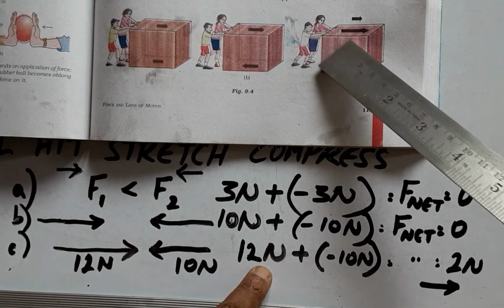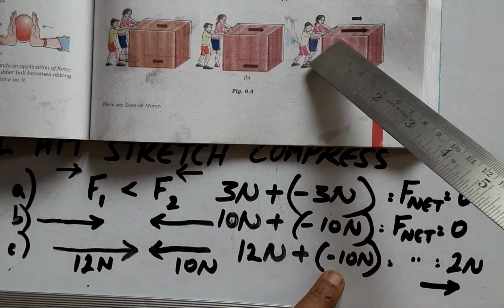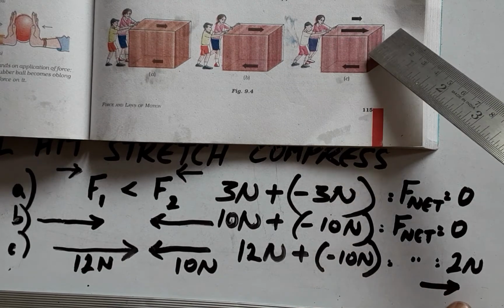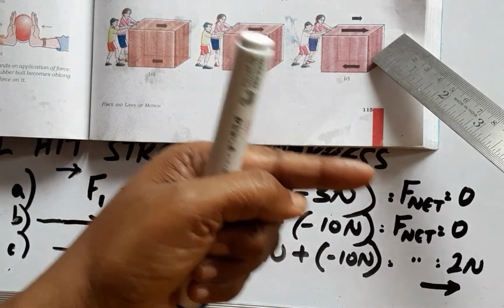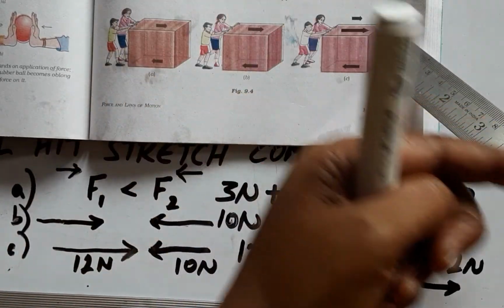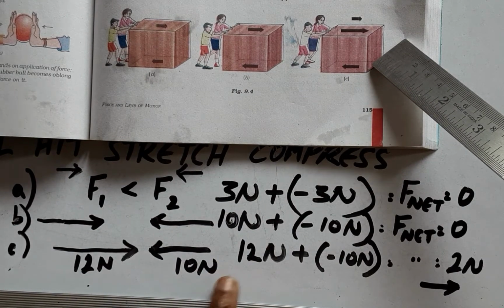And in the third diagram, as you can see, the force applied by these two children has become 12 newtons and the frictional force is not more than 10 newtons, and therefore the box started moving with a net force of 2 newtons, and therefore it is moving in the direction of the extra force, or the unbalanced force is towards this direction, and therefore the box starts moving in that direction, overcoming the frictional force.